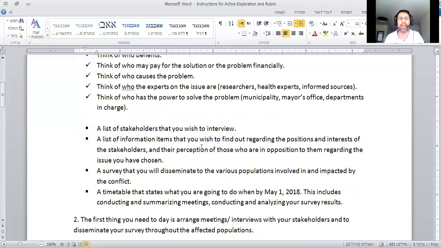You should by now have a list of information items you wish to find out regarding the positions and interests of the stakeholders. You need to say, okay, these are the questions I want to ask. I want to know their positions, what they want, and I want to know their interests, why they want it. What are their needs? What are their wants? And what are the resources that are in conflict? And the perception of those who are in opposition to them regarding the issue you have chosen.